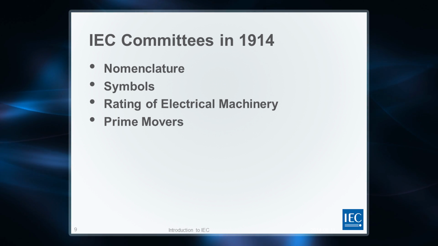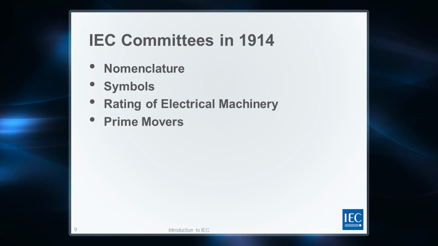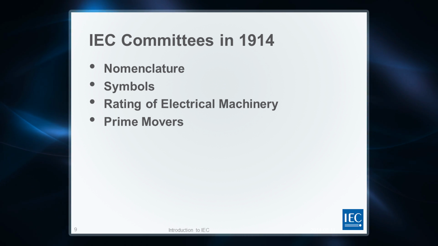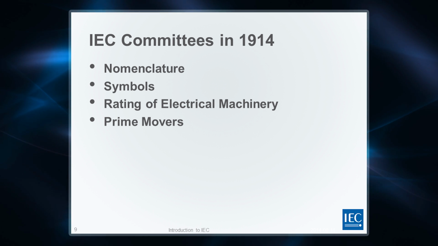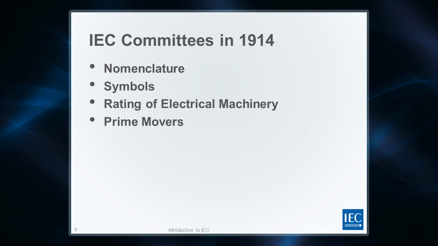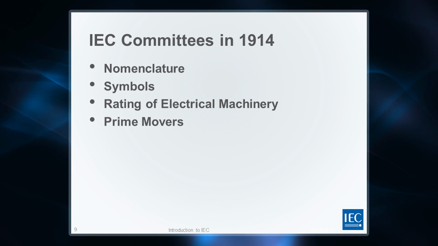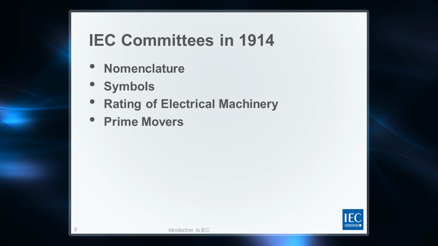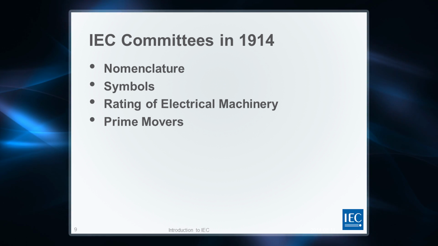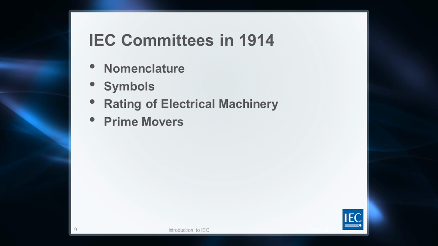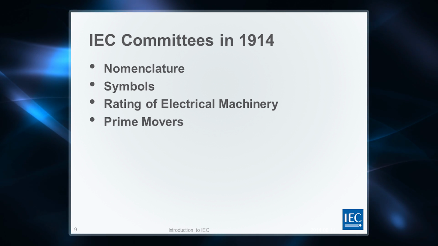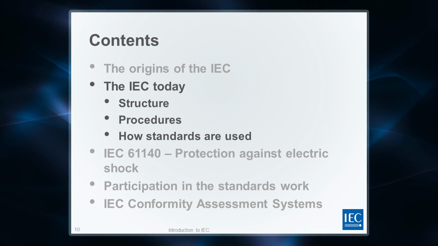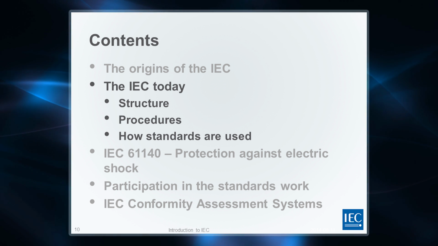You had 4 technical committees. One on nomenclature, in other words, terms and definitions. One on symbols. How do you represent those terms and definitions? Rating of electrical machinery. So my electric motor is 30 watts, 30 kilowatts. What does that mean? How do you measure it? And prime movers. These were electrical transportation systems at the time. That seems to have disappeared off our radar in more modern times. Let's move forward 100 years and look at what the IEC is like today.